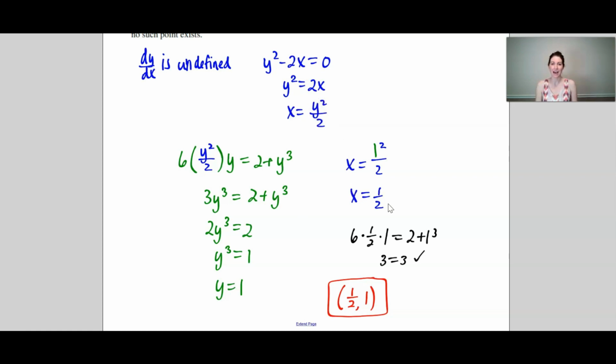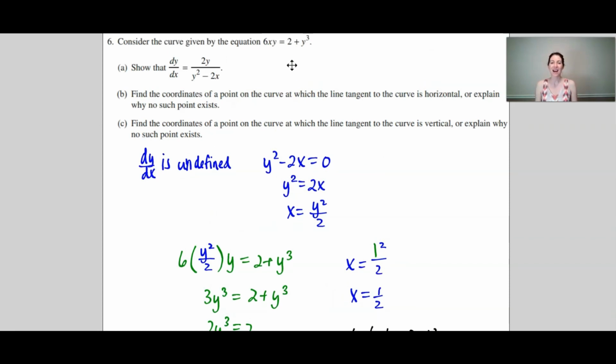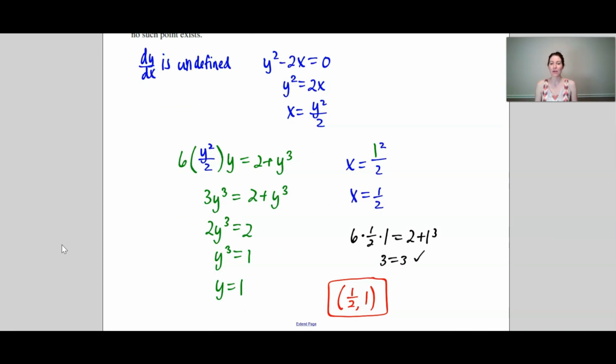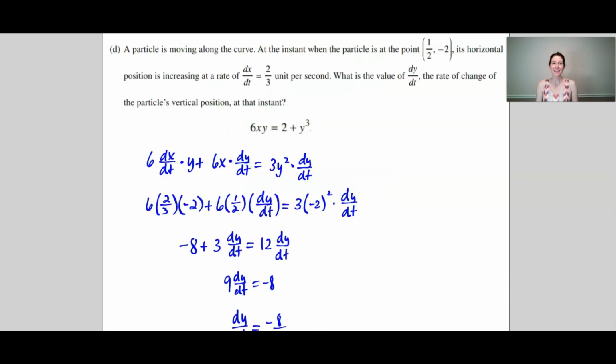Then by plugging it back into this equation right here, I can calculate that x is equal to 1/2. I did a little check here to make sure that that point does lie on the original curve of 6xy equals 2 plus y cubed. I can see, yes, in fact, that point does lie on the curve. Therefore, at the point (1/2, 1), there is a vertical tangent line. And now on to the last part, part D.